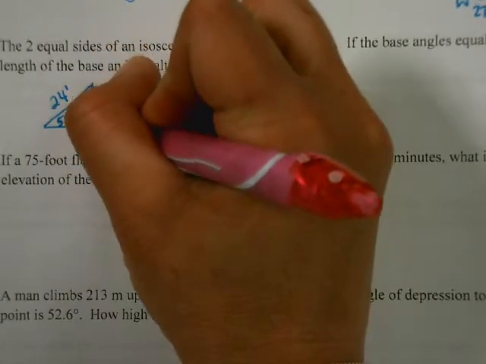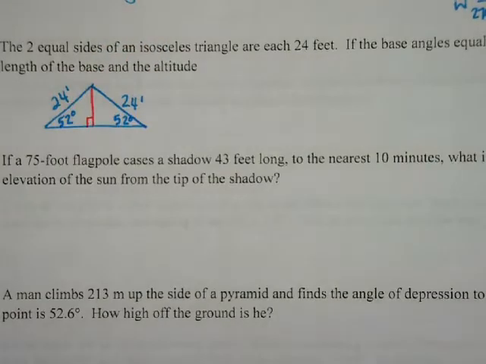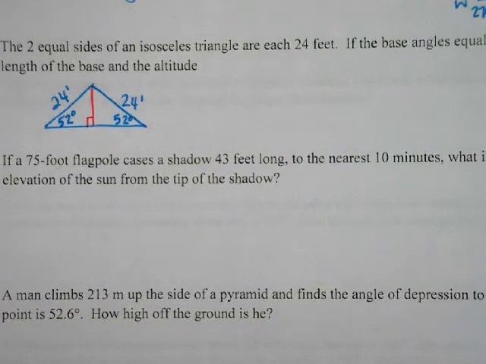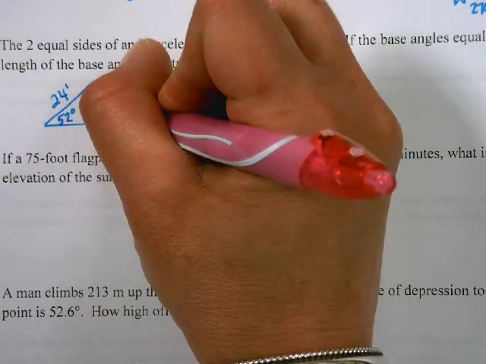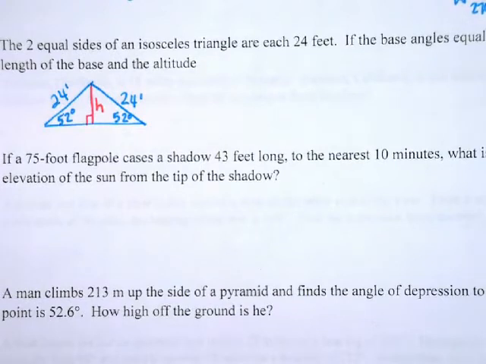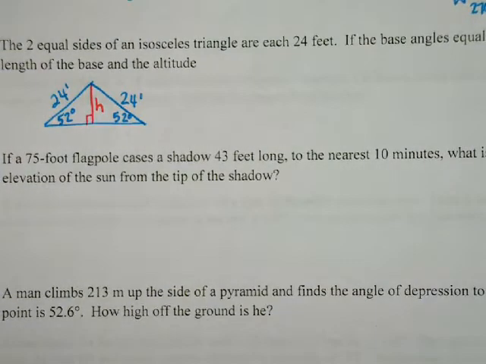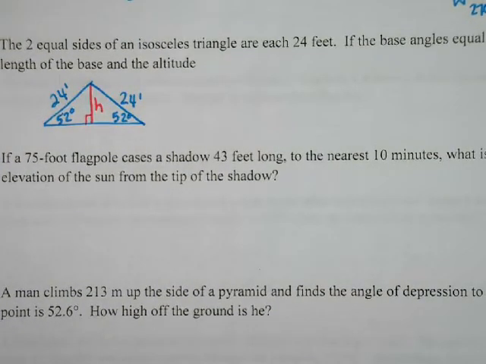It says find the altitude. So I'm going to drop in an altitude. Remember, an altitude makes a right angle. And the length of the base. Let's call this guy H for his altitude or his height. Let's find that first. What do you want to do in order to find that?